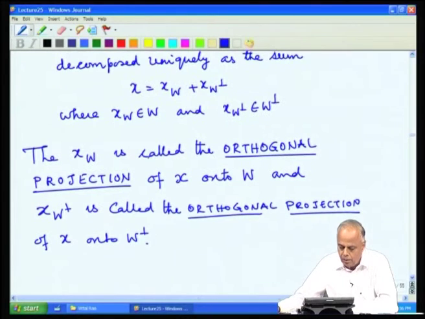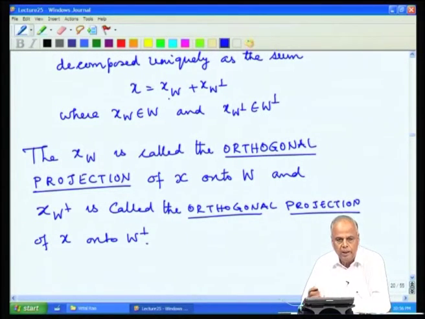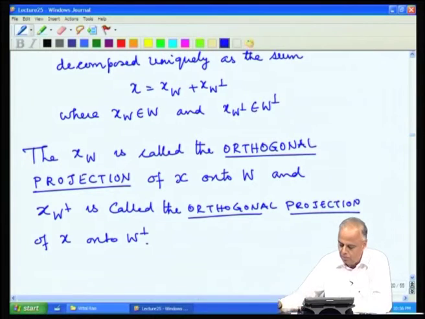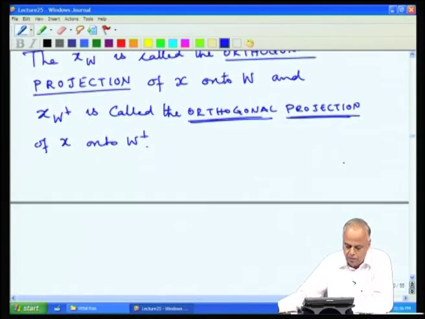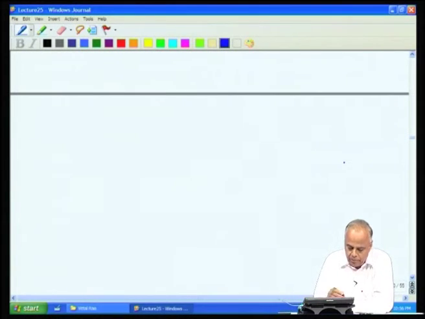We see that if we know one orthogonal projection, suppose we know x_W, we can get x_W perp as x minus x_W, and alternately if we know the projection x_W perp, then we can get x_W as x minus x_W perp. So, that is we have the notion of the orthogonal projection of this. So, let us look at what this says geometrically.